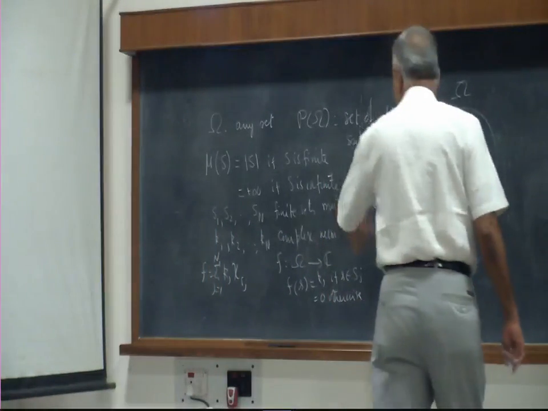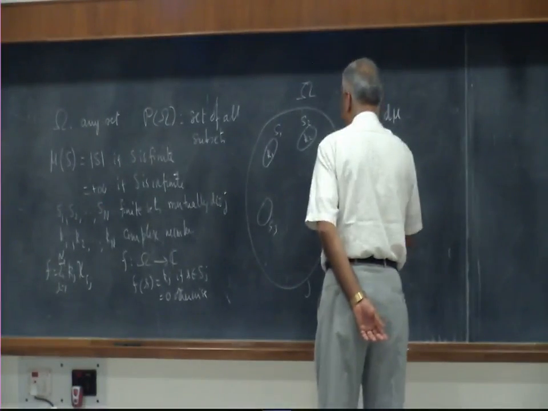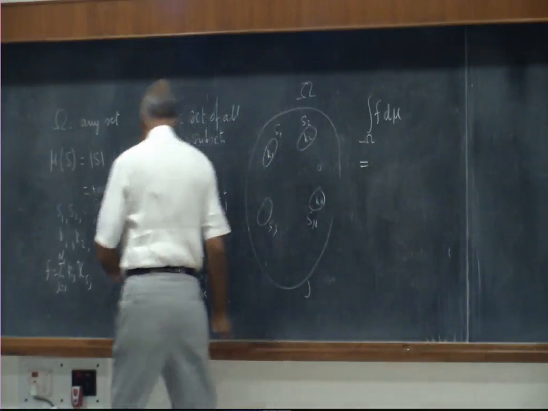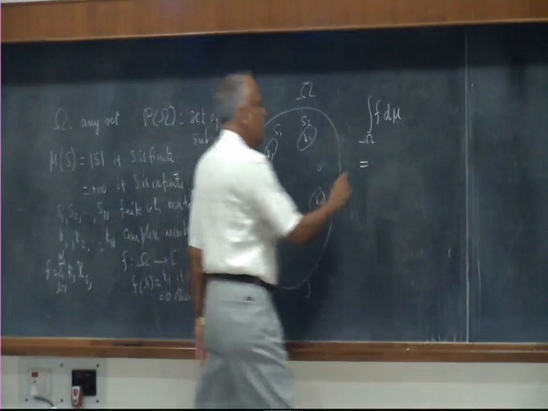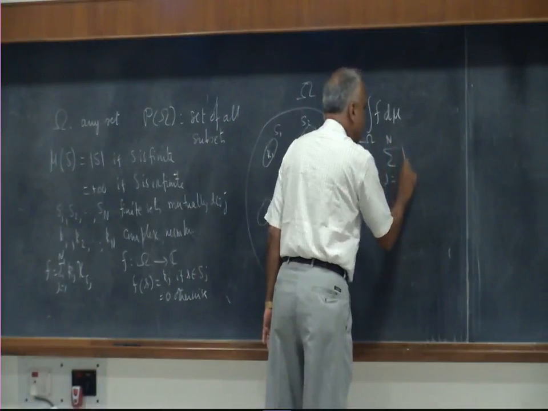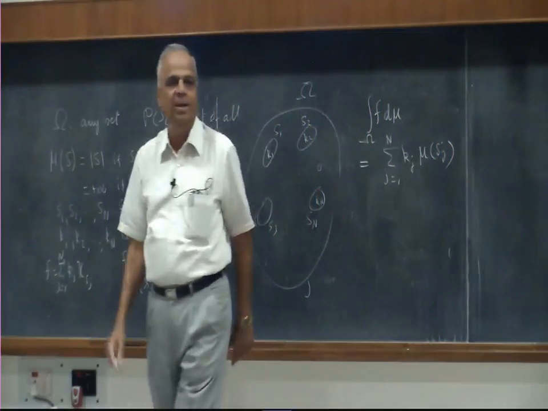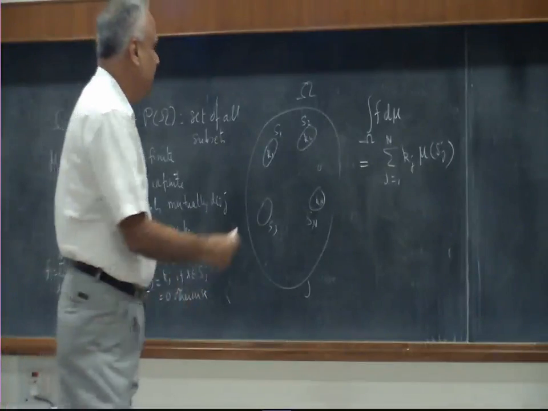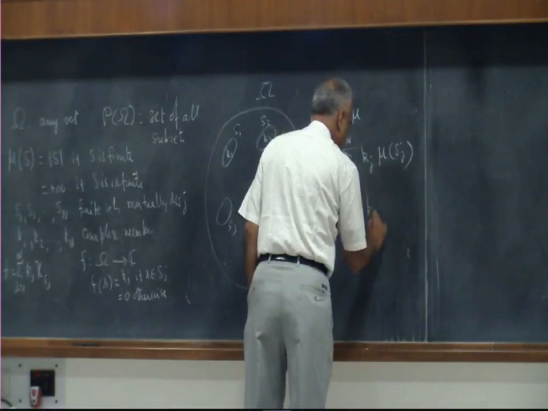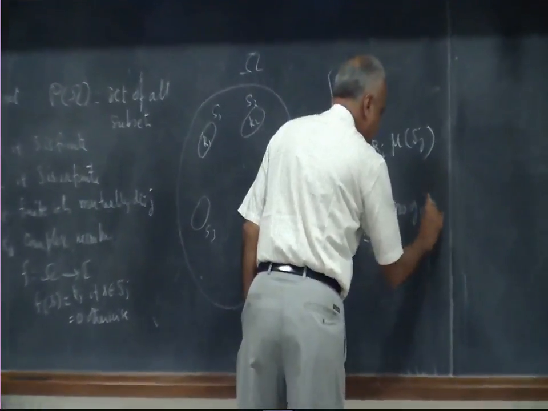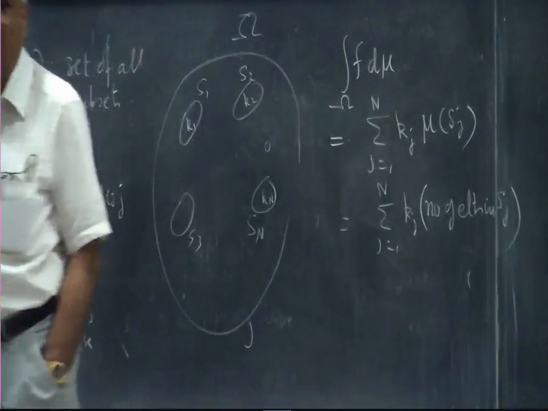Now, how do I define the integral of this with respect to this measure? The integral over omega, this entire set, the function is defined over all omega. I will simply define it as the sum from j equal to 1 to n of kj times the measure of Sj. Just like Riemann, instead of length, I have measure. And the measure is the number of points in S. So the sum from j equal to 1 to n of kj times the number of elements in Sj. This is how we start discrete probability.